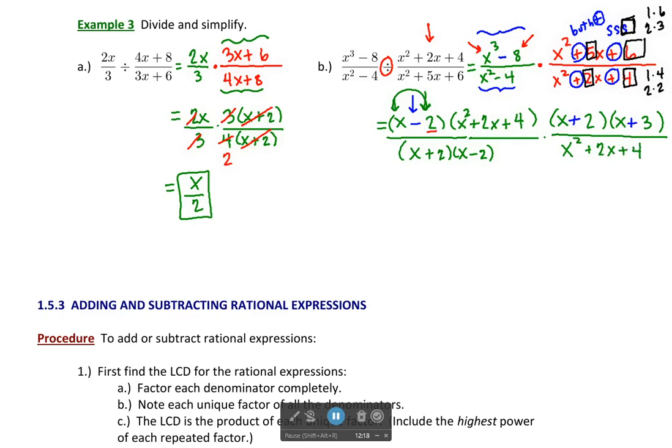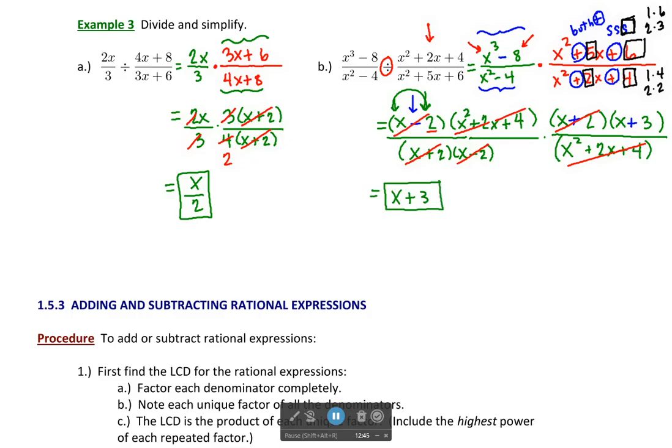That one's not factorable. Well, the good news about that is that it matches the trinomial that we got in our first numerator. This trinomial and this trinomial match, so we can mark those out. We can also reduce our x plus 2 factor, and we even have a pair of matching x minus 2's. So after all that work, we can whittle it down to the binomial x plus 3.